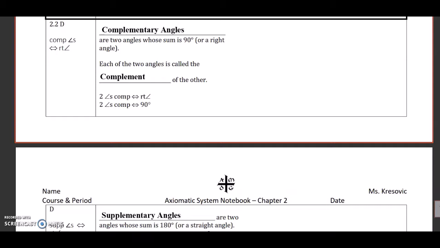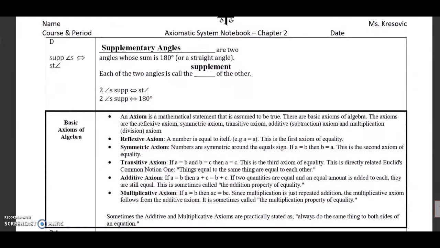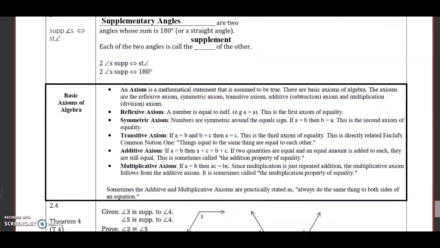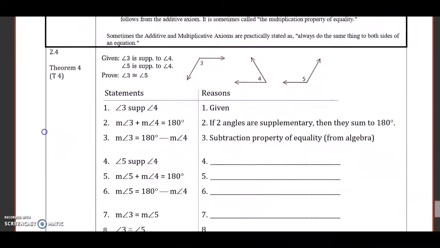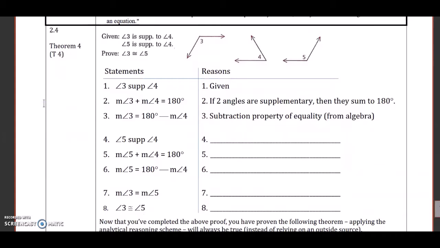As we begin 2.4, we want to go back to 2.2 because there's a couple of definitions that we're going to need to move forward. In 2.2, we learned the definition of complementary angles. That is, two angles whose sum is 90 degrees or two angles that form a right angle are complementary. And supplementary angles, that is, two angles that form a straight angle or whose sum is 180 degrees are supplementary angles. So now that we're moving into 2.4, we're going to need to prove a theorem.